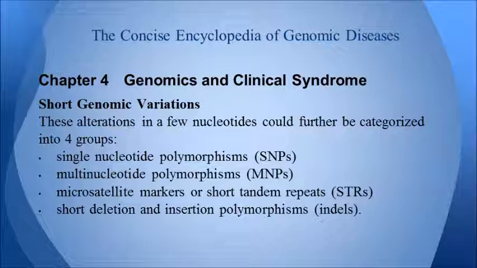The origin of allele or disease can be classified into 3 groups: ancestral, early migration, and de novo. According to the size, affected DNA alterations can be classified into 3 groups: short genomic variations, large genomic variations, and chromosomal non-disjunction alterations. These alterations in few nucleotides could further be categorized into 4 groups: single nucleotide polymorphisms, multinucleotide polymorphisms, microsatellite markers, or short tandem repeats, and short deletion and insertion polymorphisms.